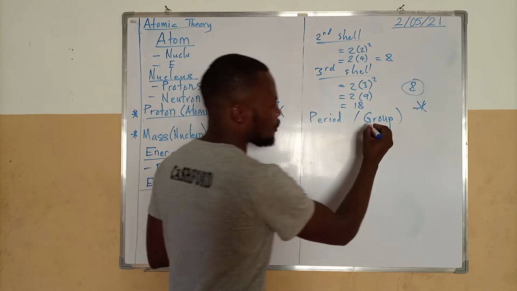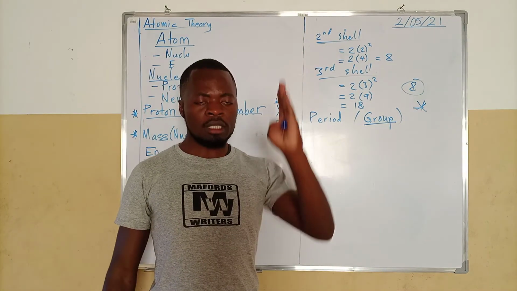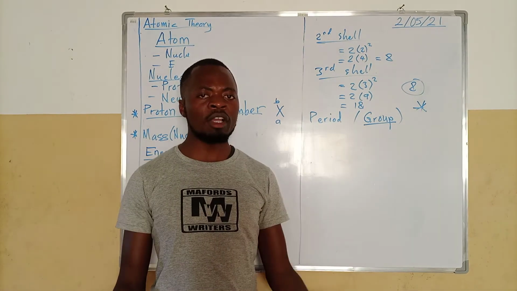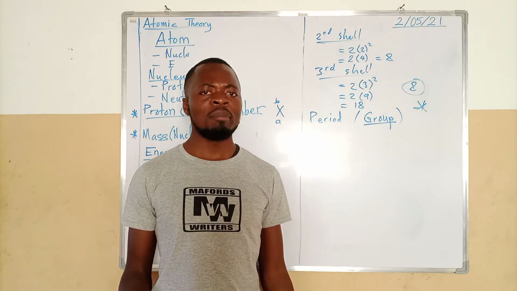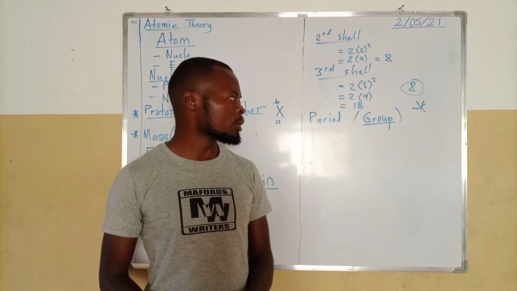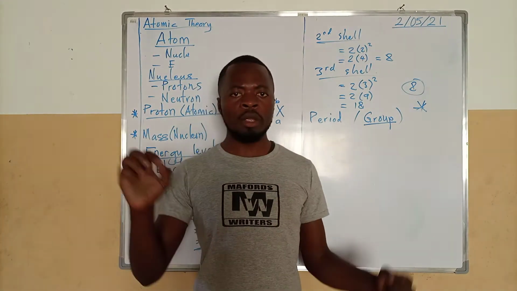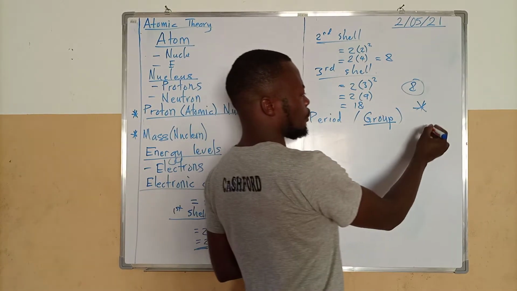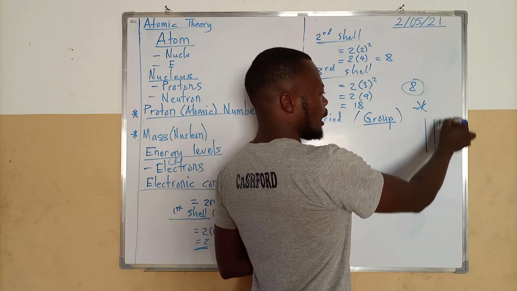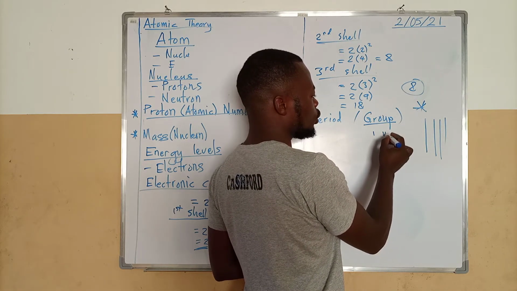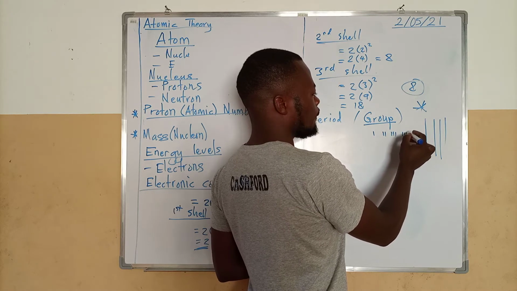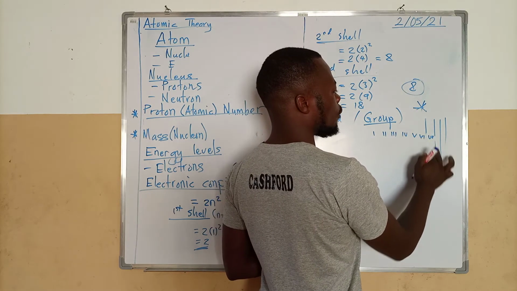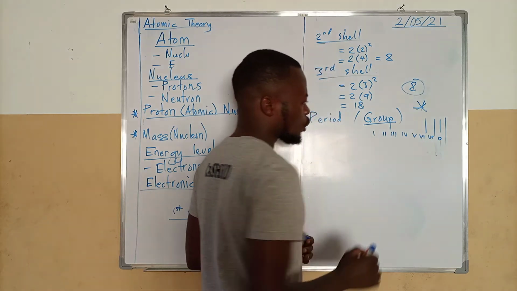Let's look at a group. A group is simply that vertical arrangement of elements on the periodic table, vertical meaning up and down. Now we have basically 7 groups. We have 8 actually, because group O is inclusive. So we'll say we have group 1 to 7, then we equally have group O. We have group 1, group 2, group 3, group 4, group 5, group 6, then group 7, then group O. So we have these basic groups.